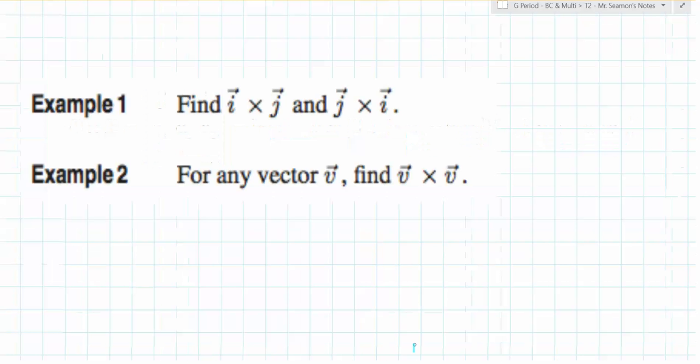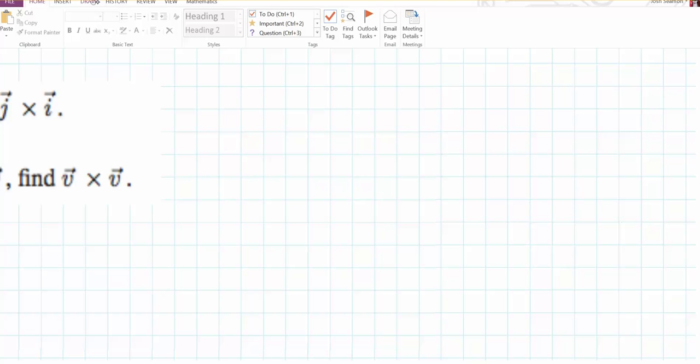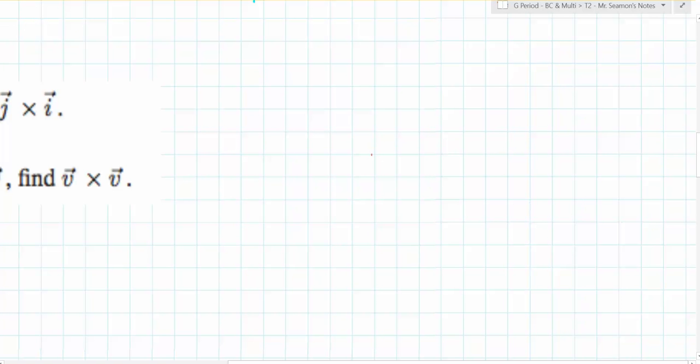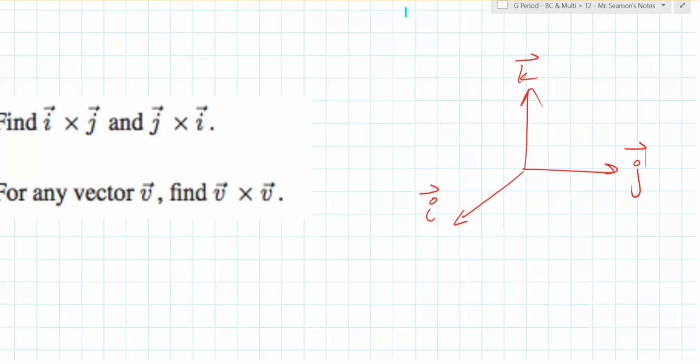Yes, Ali? Okay. So if I were to draw you a picture here, let me draw you a picture. We have 3 directions, right? What comes forward? I. What goes to the right? J. And what goes up? K. So those are 3 vectors, right? Yes. What is I cross j going to be equal to?